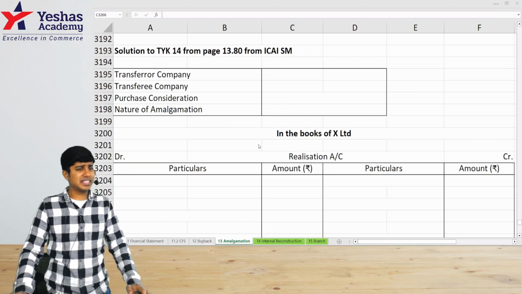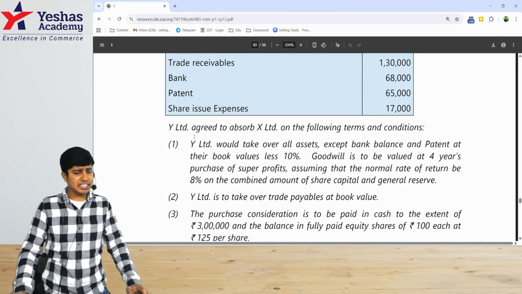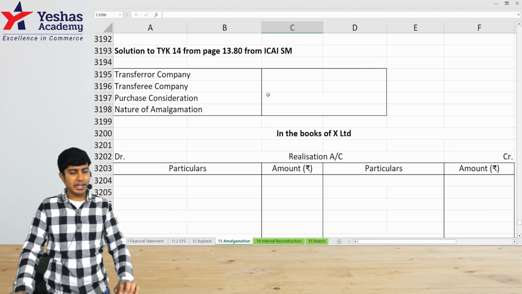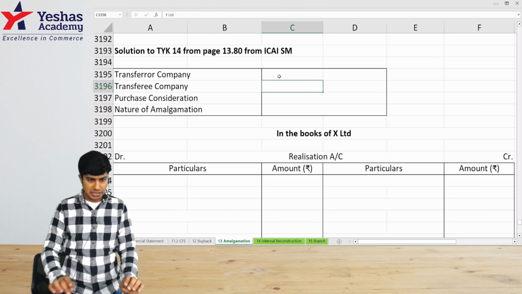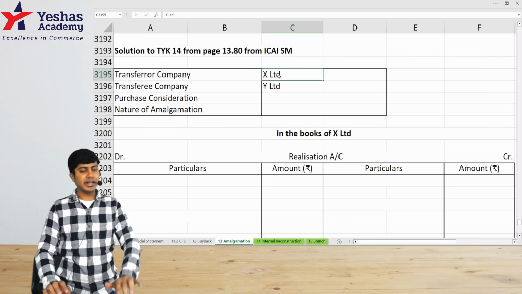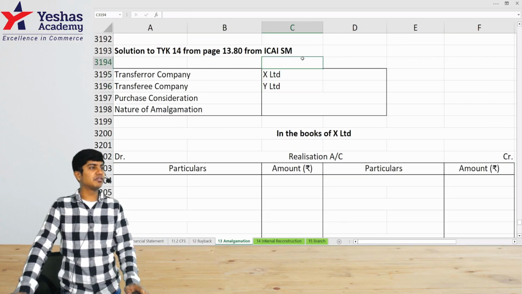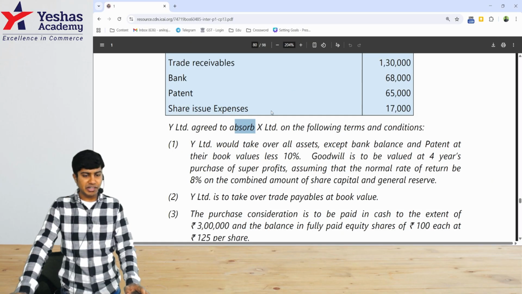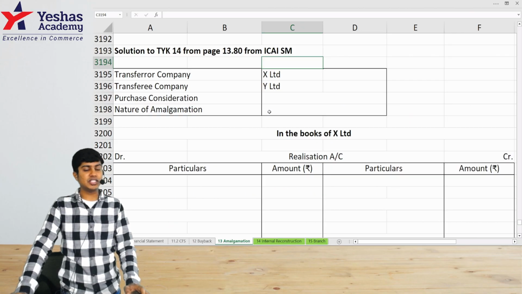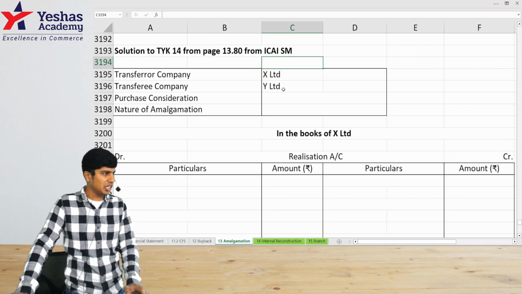To start with, the same process, let's read this adjustment. Y Limited agreed to absorb X. Can I say Y Limited becomes our transferee and X Limited becomes our transferor? After this, what is it that we have? PC method and nature of amalgamation. We'll figure that out eventually.